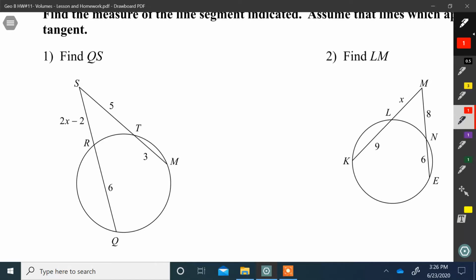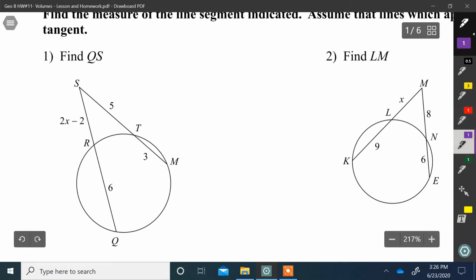All right, so let's go ahead and get started here. It seems like we have two secants, so I'm going to look for that formula that says two secants. As you can see on the formula sheet, the formula will be the following: b times (a plus b) is equal to d times (c plus d).